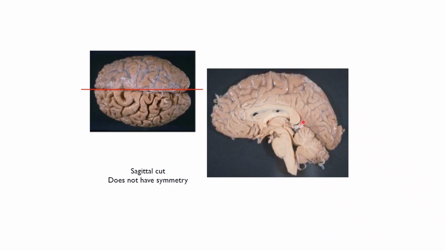So while the coronal cut and horizontal cut gives you images that have left and right symmetry, the sagittal cut gives you an image that does not have left and right symmetry.